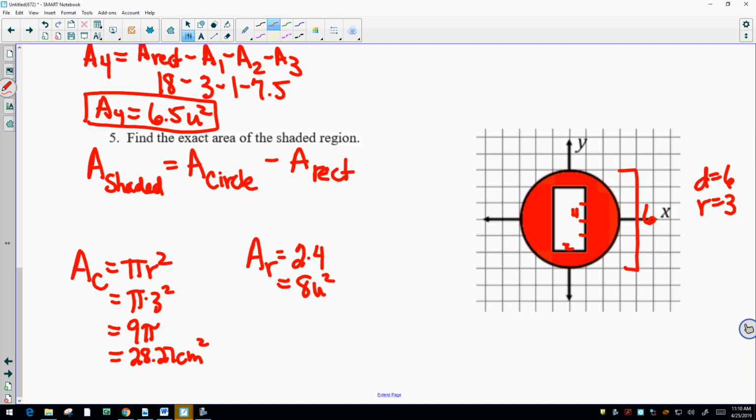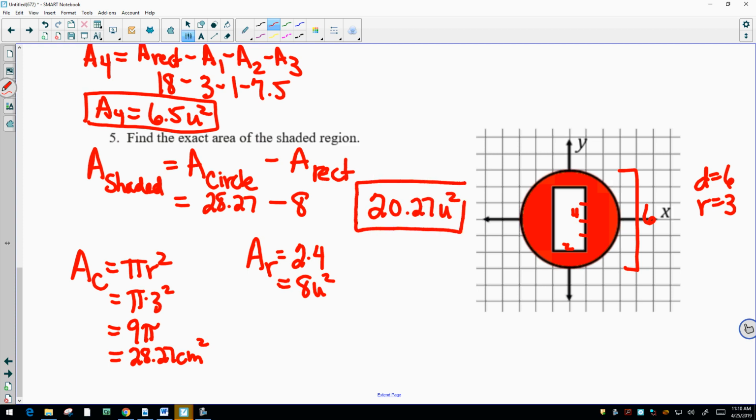So if I take my 2 answers and plug them into the formula, area of the circle we have is 28.27 minus the area of the rectangle, which is 8, leaves me the area of the shaded region to be about 20.27 units squared. So that's the beginning of our area and volume unit.